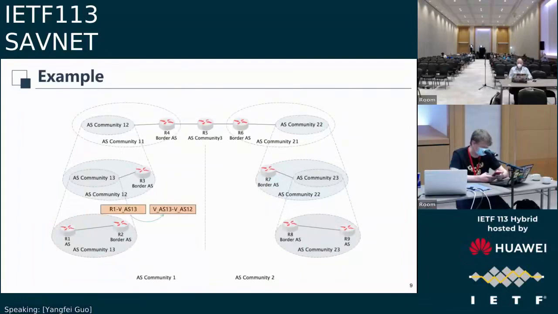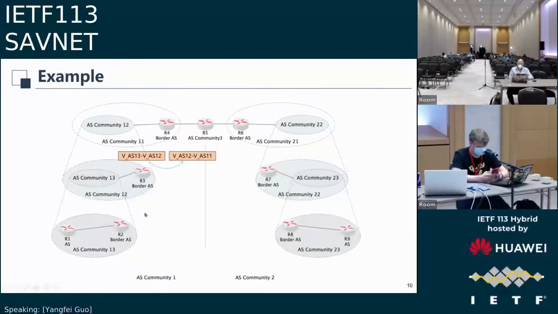After that, the packets arrive at router 2. Router 2, as the boundary AS of the current community, confirms by the packet destination address that the packet needs to be forwarded outside community 13. So after verifying the validity of the current tag, the tag is replaced with the tag between community 13 and community 12, that is virtual AS 13 to virtual AS 12.